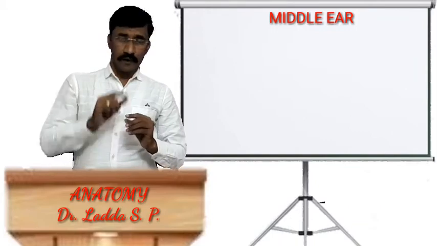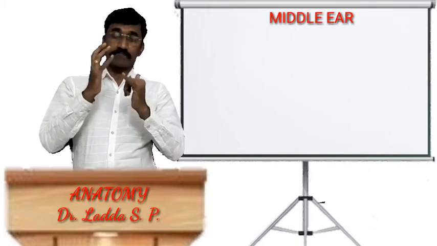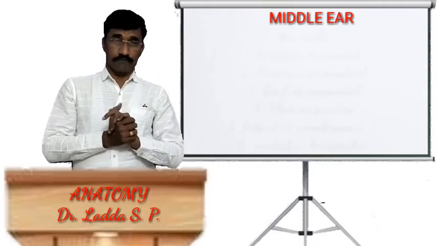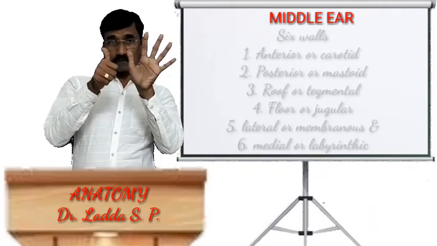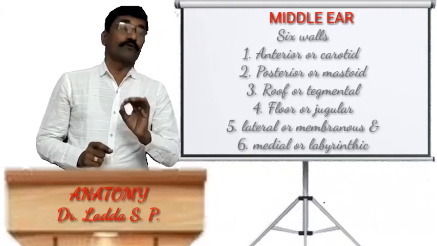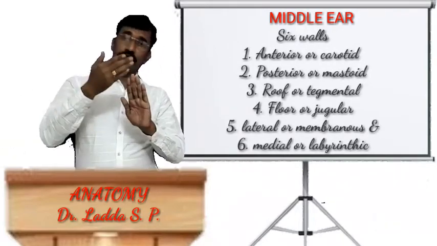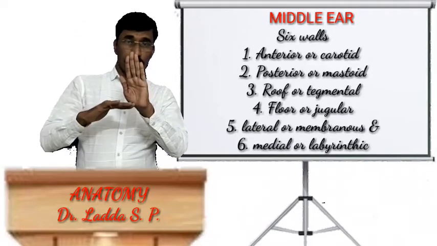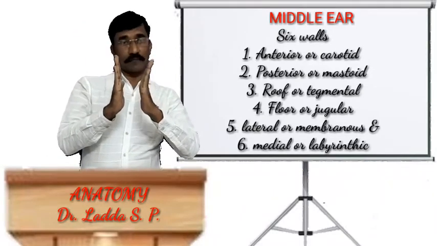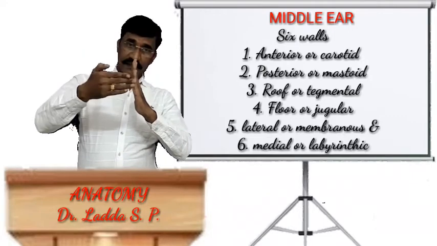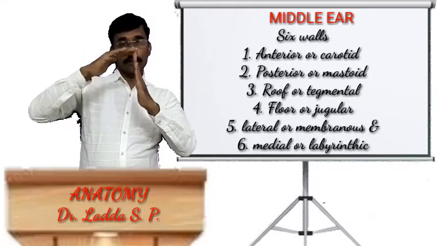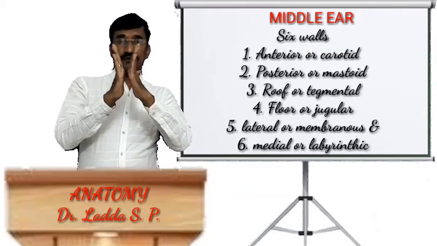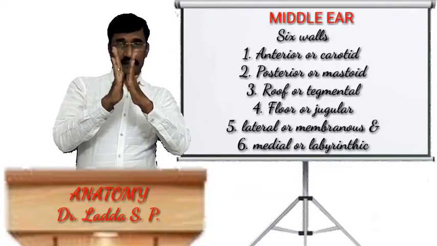Now, about the walls of the middle ear. The middle ear consists of 6 walls in total. Those are the anterior wall, posterior wall, roof, floor, lateral wall, and medial wall. So these are the walls of the middle ear.